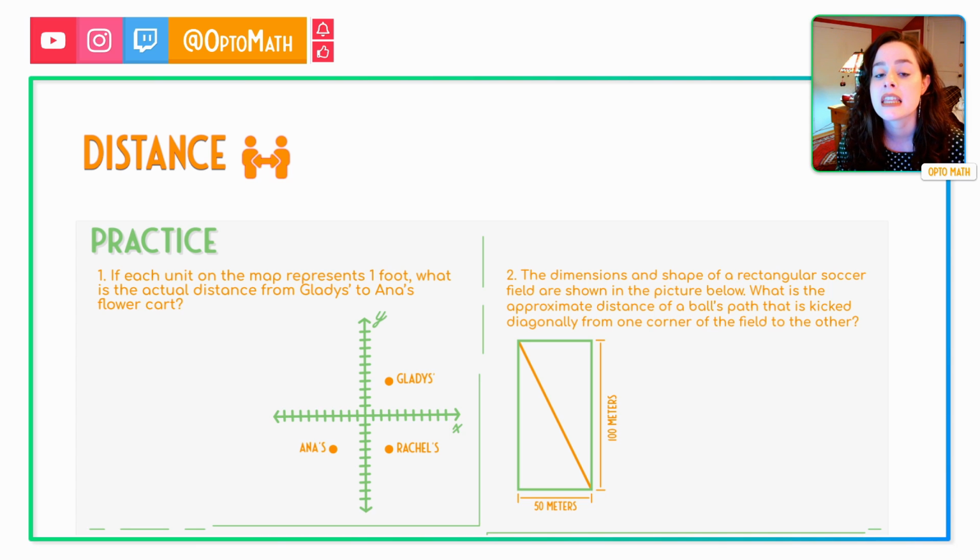So when we're finding the distance of a segment, we could use the Pythagorean Theorem or the distance formula. Let's go ahead and take a look at number 1.